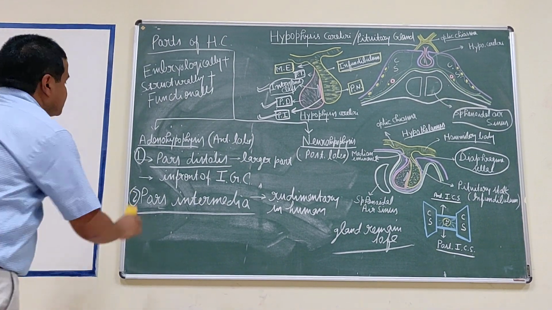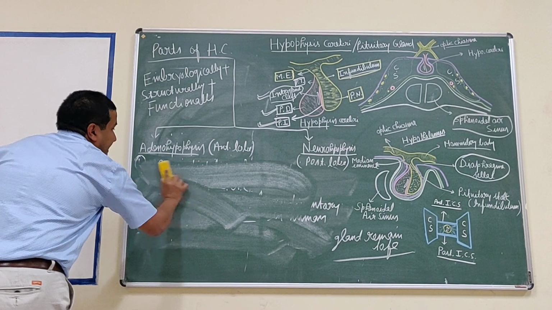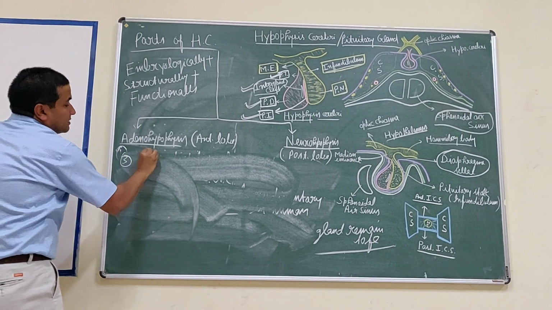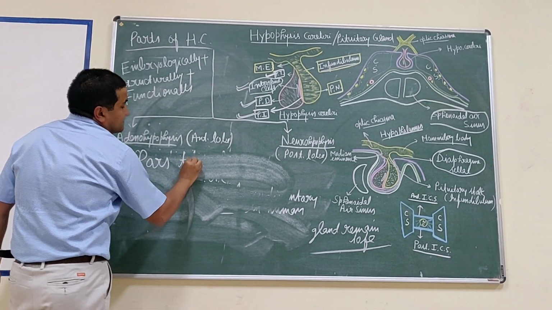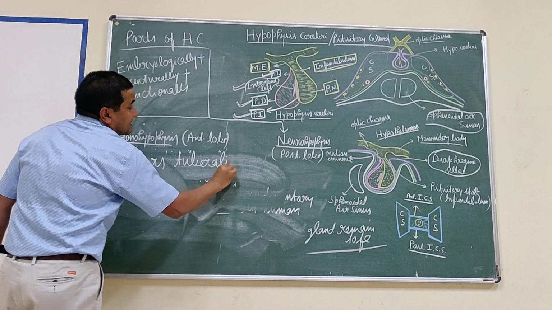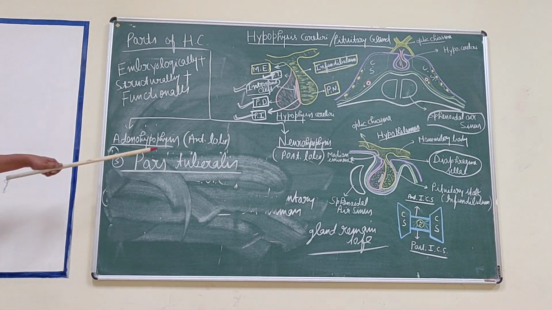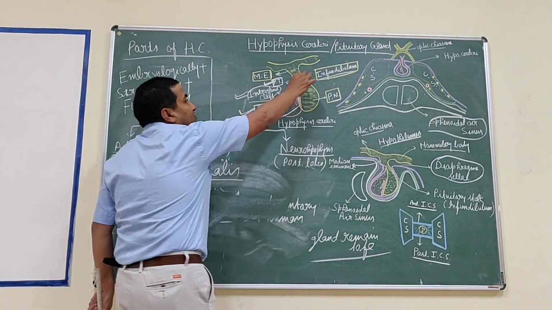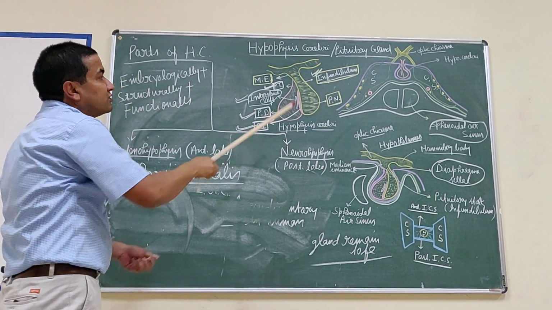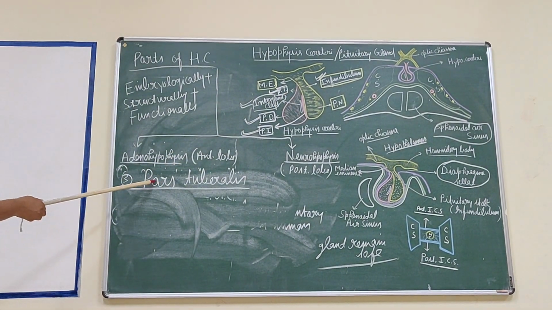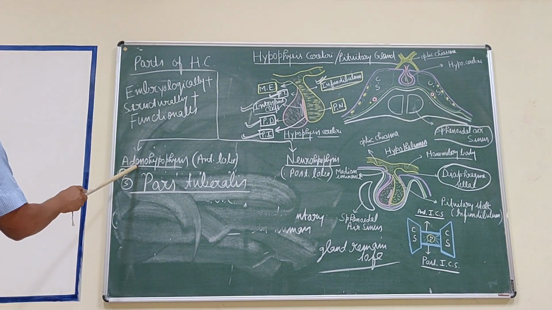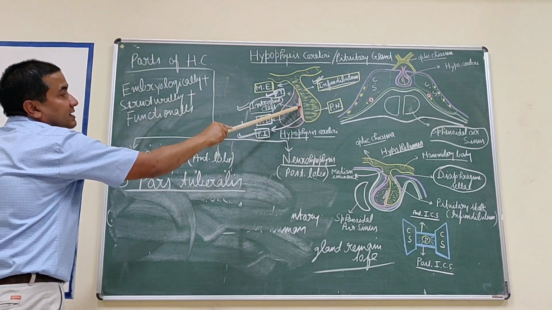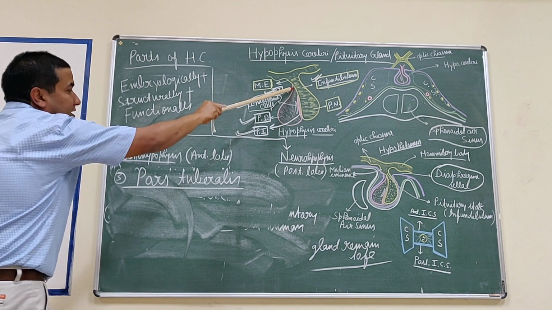Now the third part of this adenohypophysis is the PT, the pars tuberalis. It is the third part. It is the extension of the anterior lobe and it surrounds the infundibulum or pituitary stalk. So, the adenohypophysis has three parts: pars distalis, pars intermedia and the pars tuberalis.